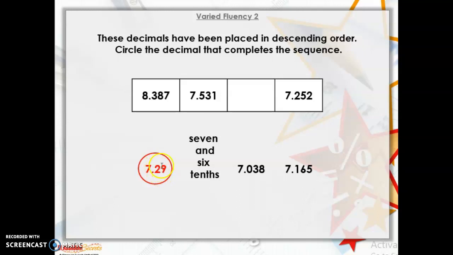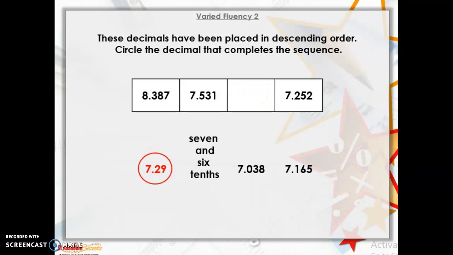Now the 2 tenths is the same as this, so let's just check it is a bigger number. If we go to the hundredths column, this has got 9 hundredths and this has only got 5. So yes, this number does fit in here and is bigger.